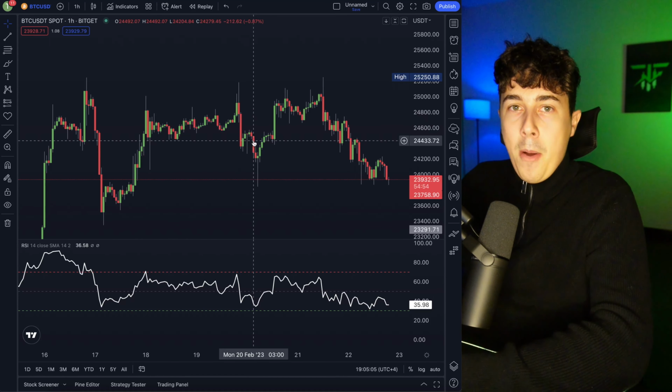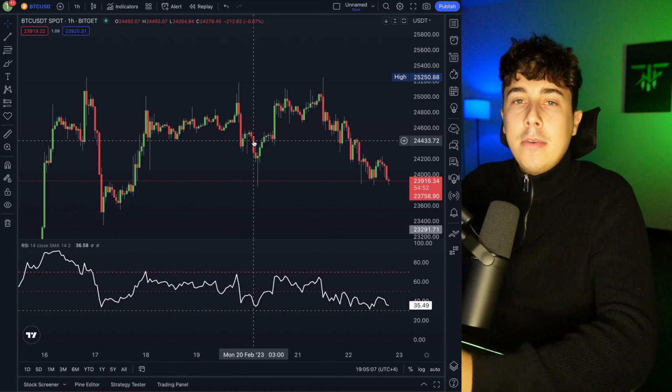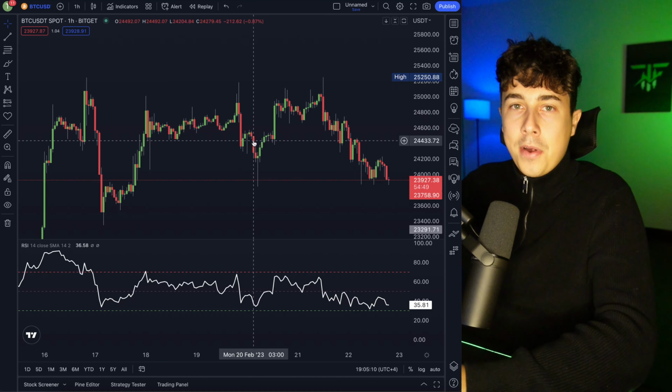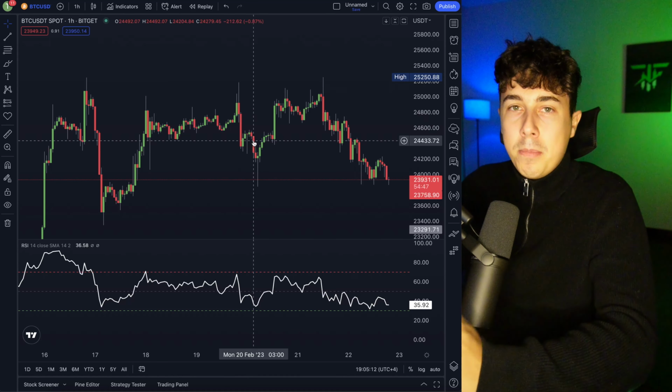So guys, that's it about the RSI. All in all, the RSI is a very strong indicator which can help you to find the right entry, but it's not a guarantee, so this is very important.